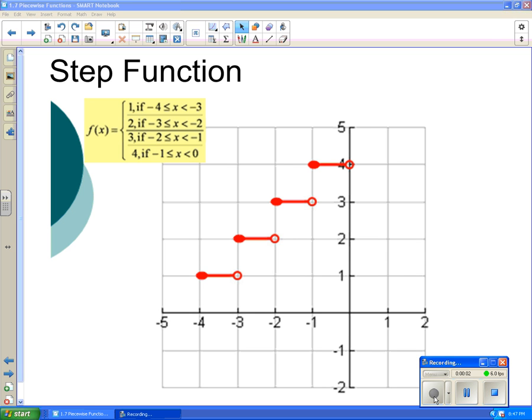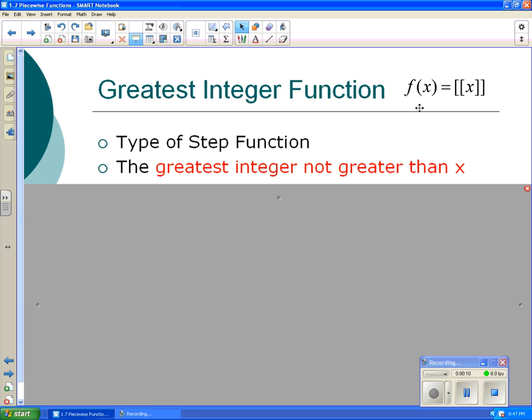Today we're going to talk about some piecewise functions called step functions. Their graphs look like the steps of a staircase. One step function is the greatest integer function, f of x equals x inside these double brackets. The greatest integer function just says we want the greatest integer not greater than x.